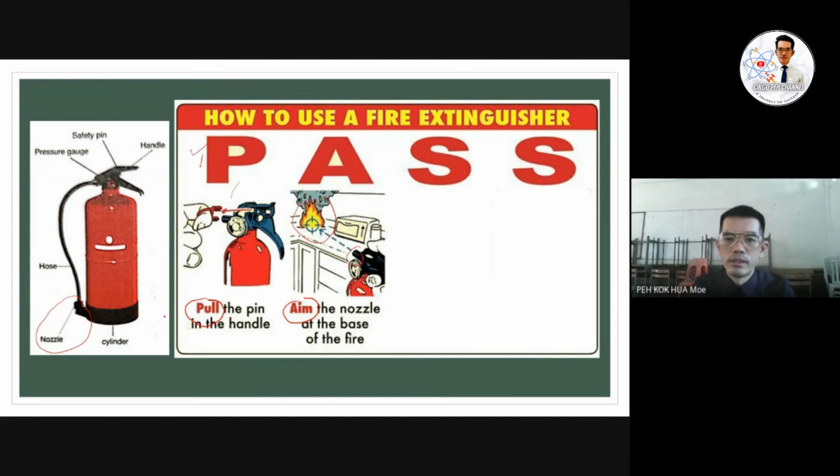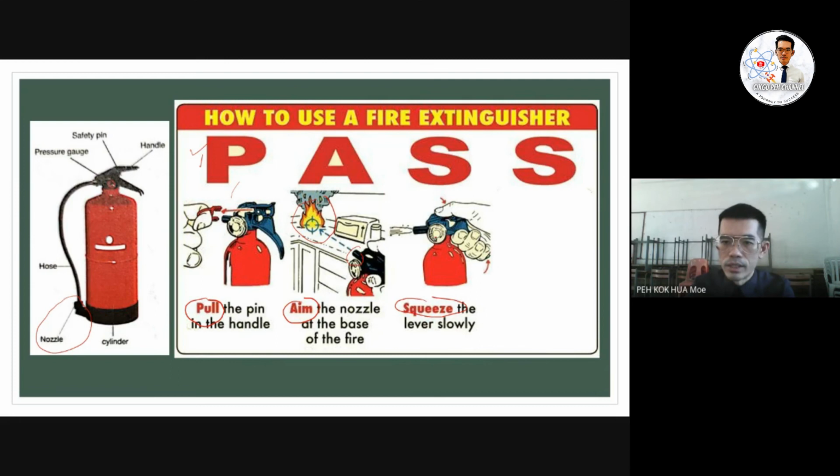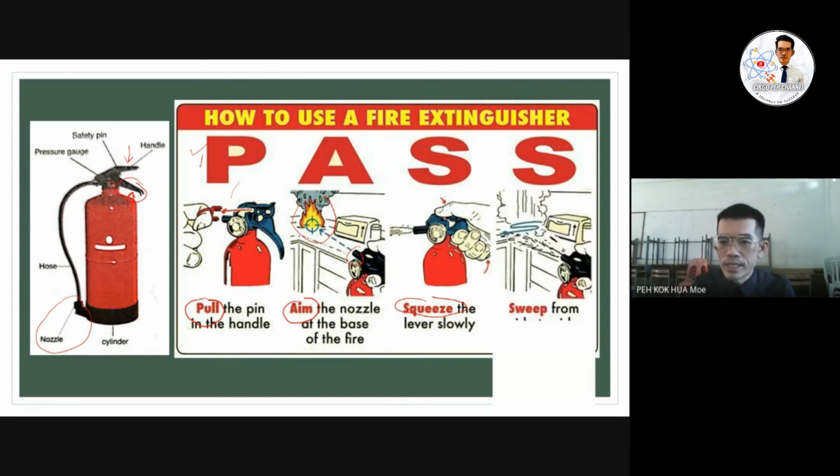And the next step is to squeeze. You can see, look at the figure. Squeeze the lever slowly. The lever is here. Squeeze the lever slowly, this is step number 3. And then the last step is to sweep from side to side. That means you have to move the nozzle left and right, or up and down. So this is sweep from side to side.